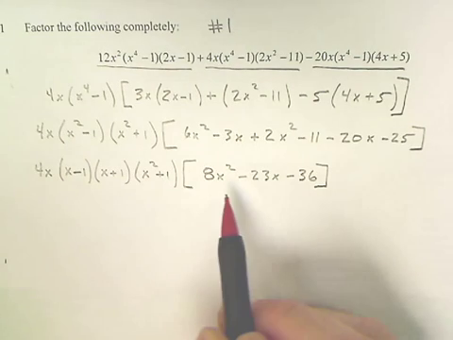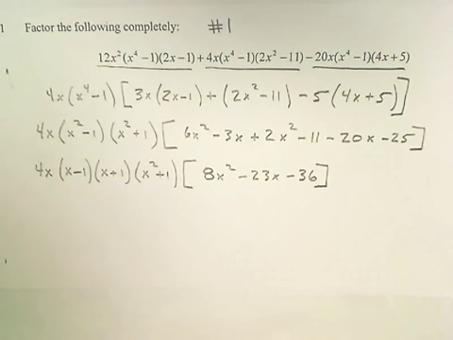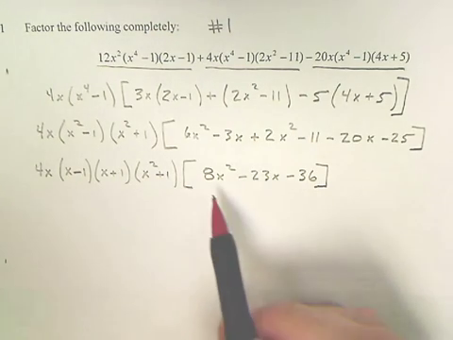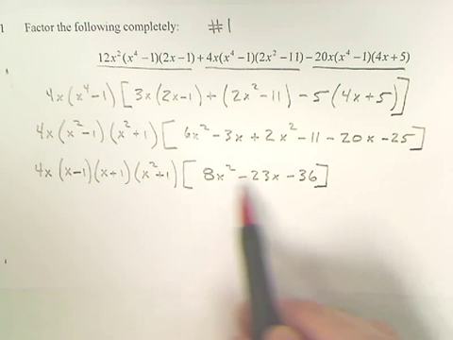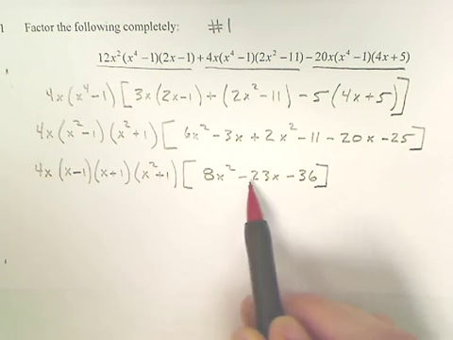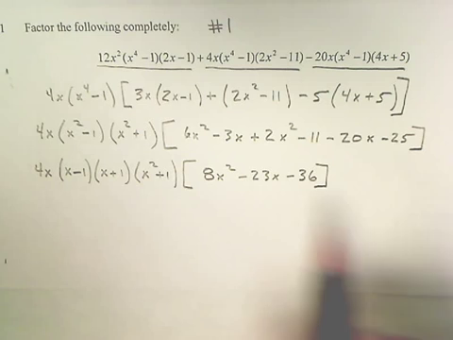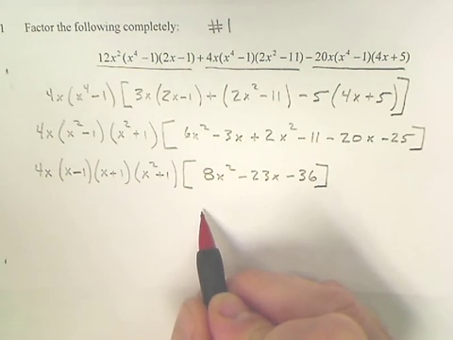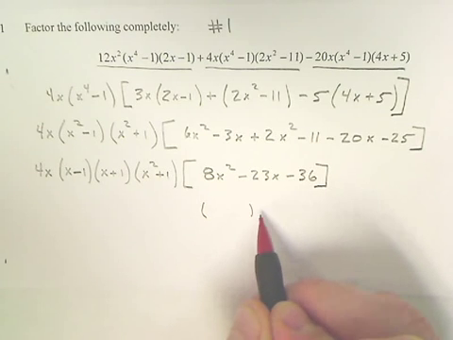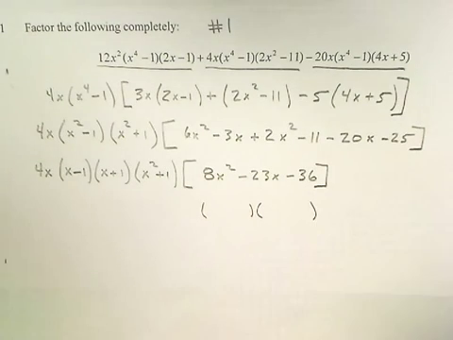Okay. Now inside the brackets we start the factoring process all over again, and you need to first see if you can extract anything out of those combined like terms. 8 and 23 and 36 have nothing in common, so we cannot extract anything out of them, which means we will attempt to factor this into binomials.